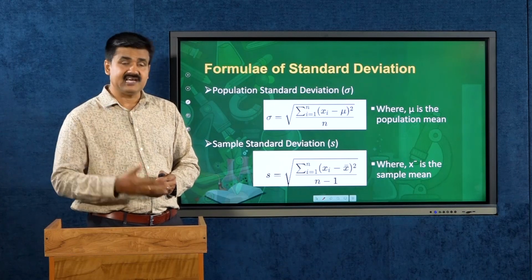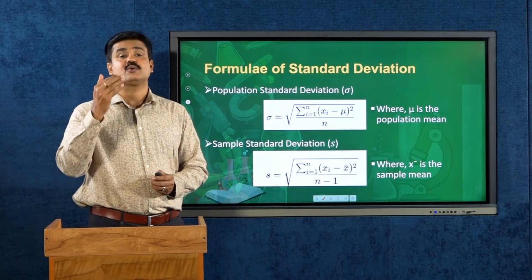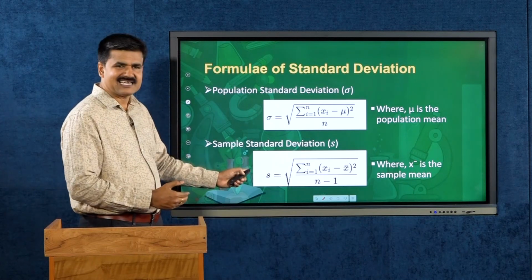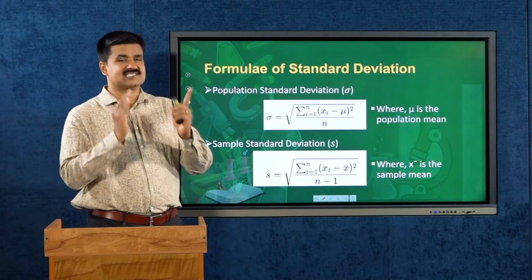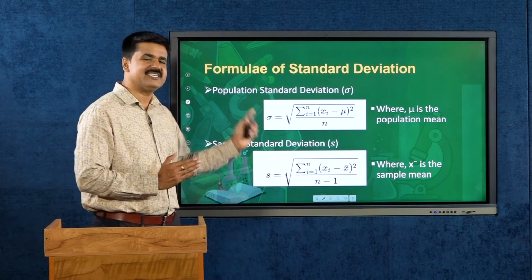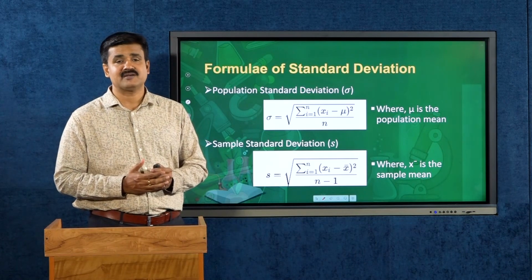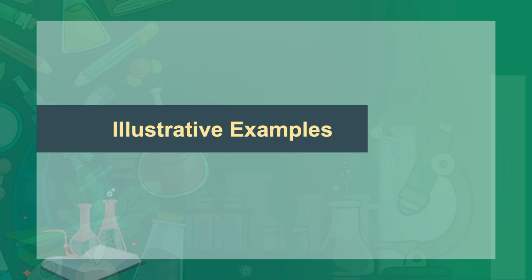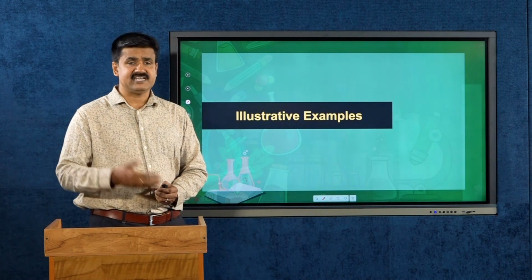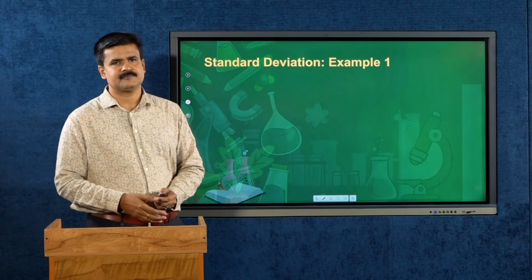More frankly, we can say that in analytical chemical measurements or in quantitative chemical analysis, where the total number of measurements is minimal, we are commonly using the second type, that is the sample standard deviation S. Sample standard deviation S is given by the expression: square root of the sum of (xi minus x bar) whole squared, divided by n minus 1. Now, illustrative examples. We can illustrate the concept of standard deviation, preferably the sample standard deviation, with some examples.